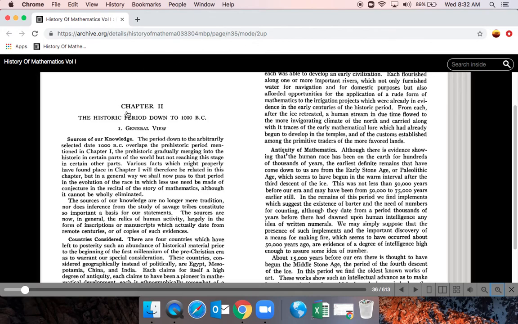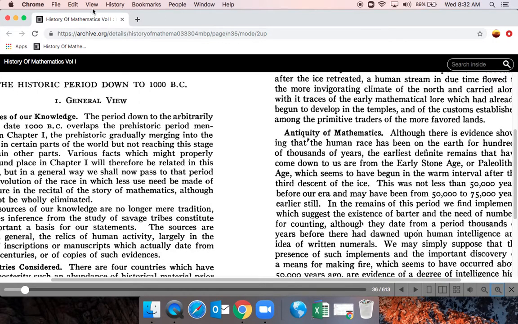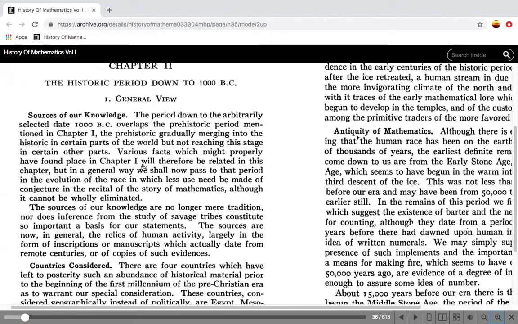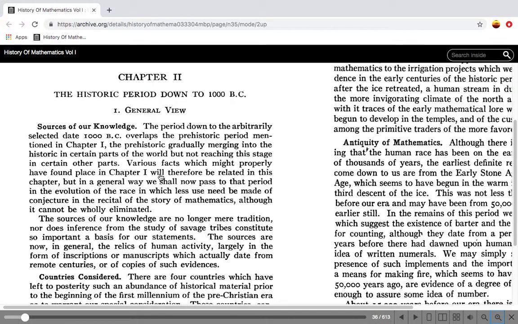We are on Chapter 2 of the History of Mathematics. So I'm going to zoom in a little bit and we'll do full screen. Okay, Chapter 2.